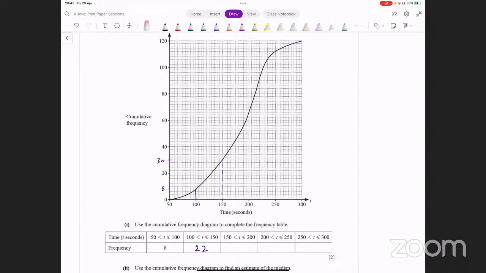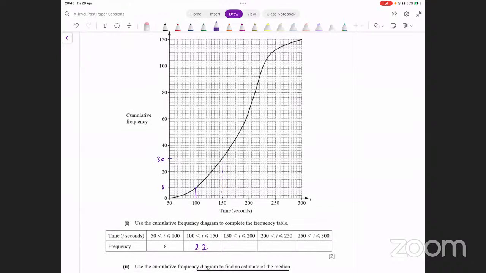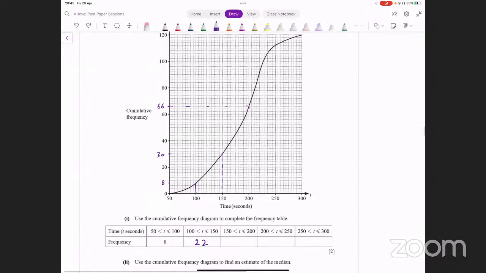ओके अच्छा, उसके बाद 200 पे देखें क्या वैल्यू आती है. 200 पे we're getting this value here. Left पर आए, this is what we're getting here. This is 66. Again, 66 is the cumulative frequency up to 200. 66 में से आपको ये 30 minus करना पड़ेगा to get the number that is between 150 and 200. Okay, 66 minus 30, that gives us 36.